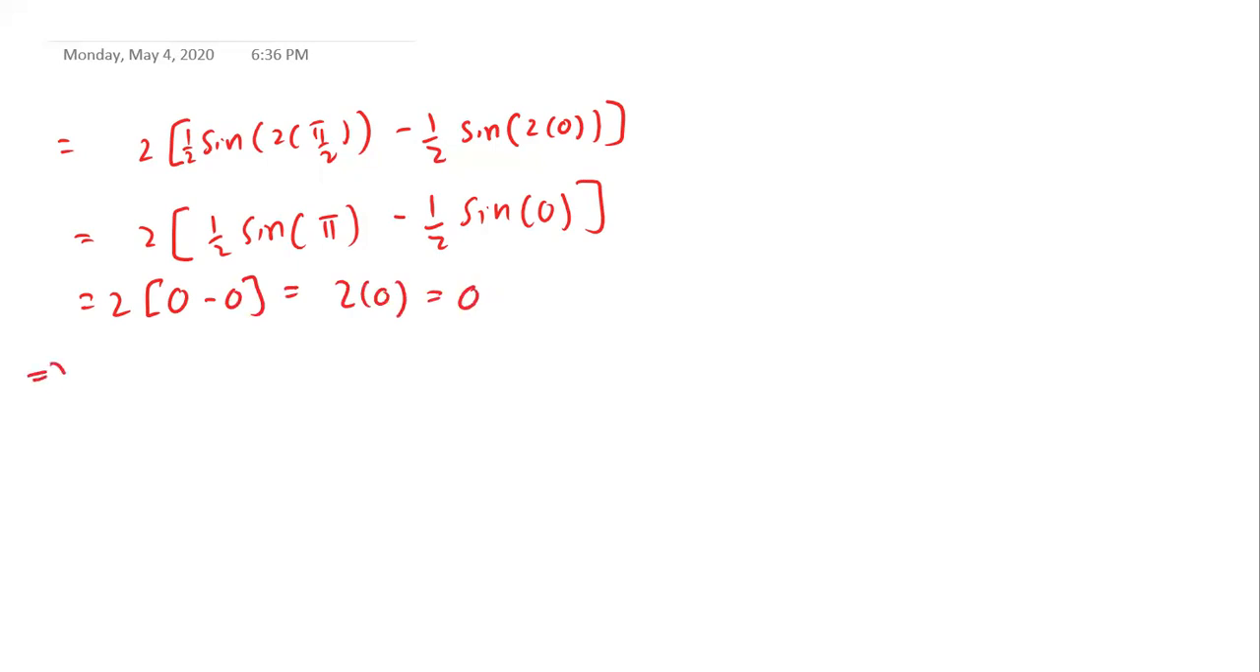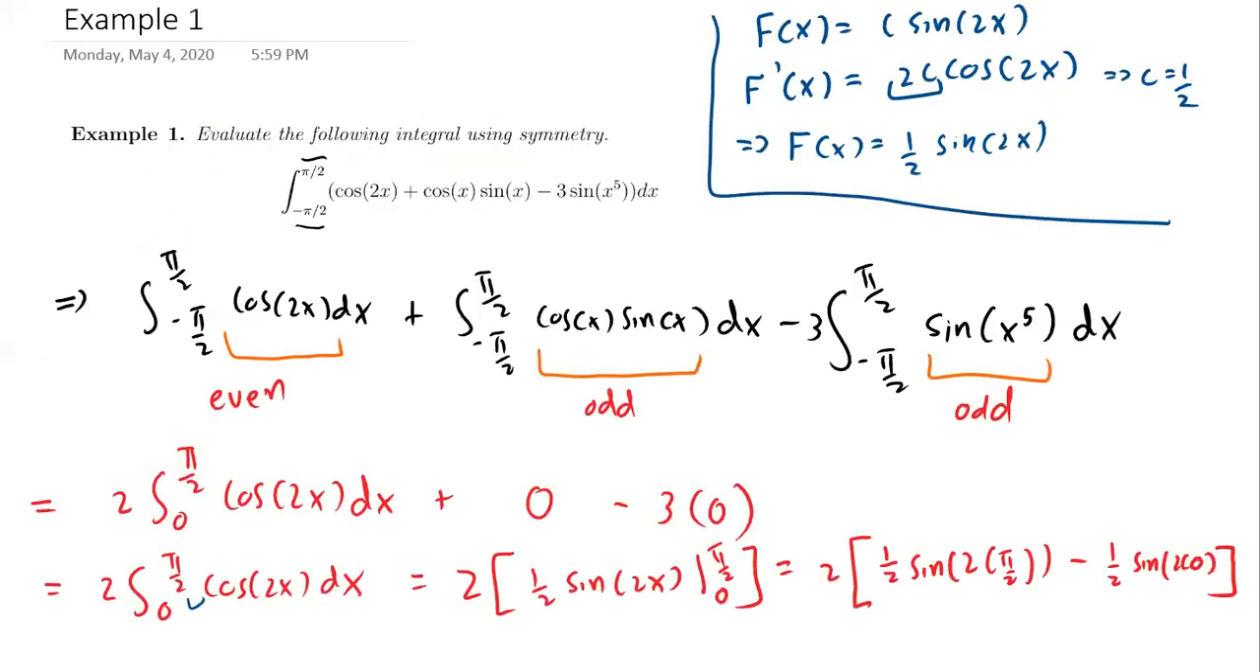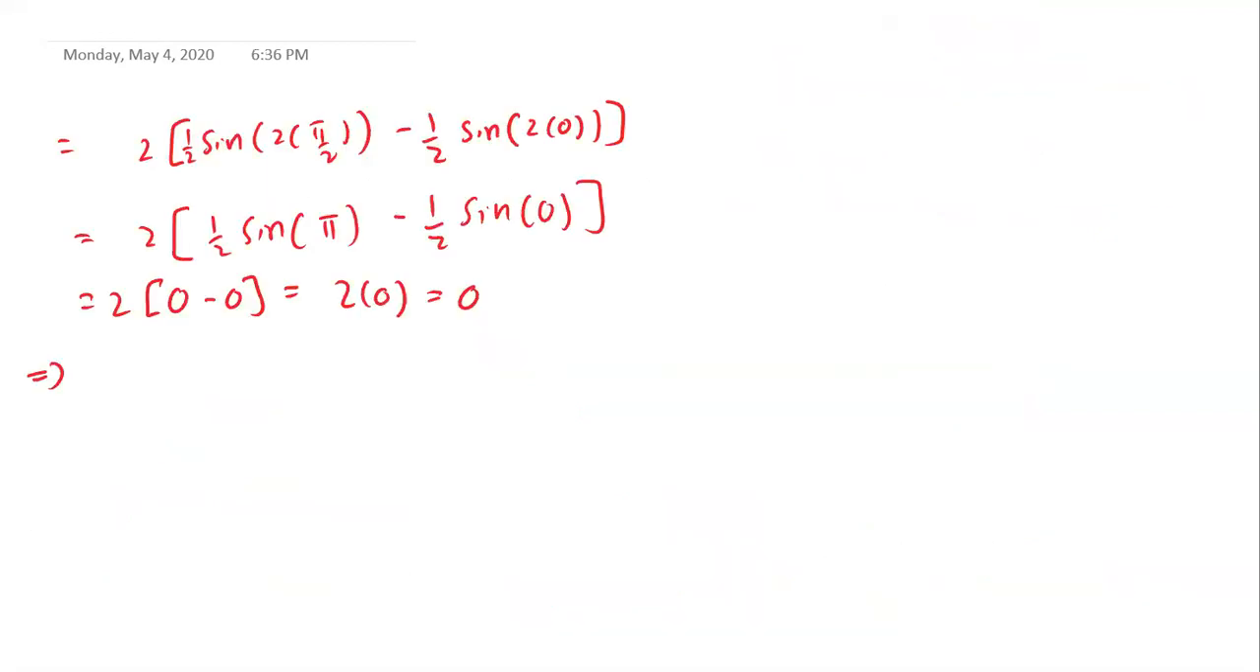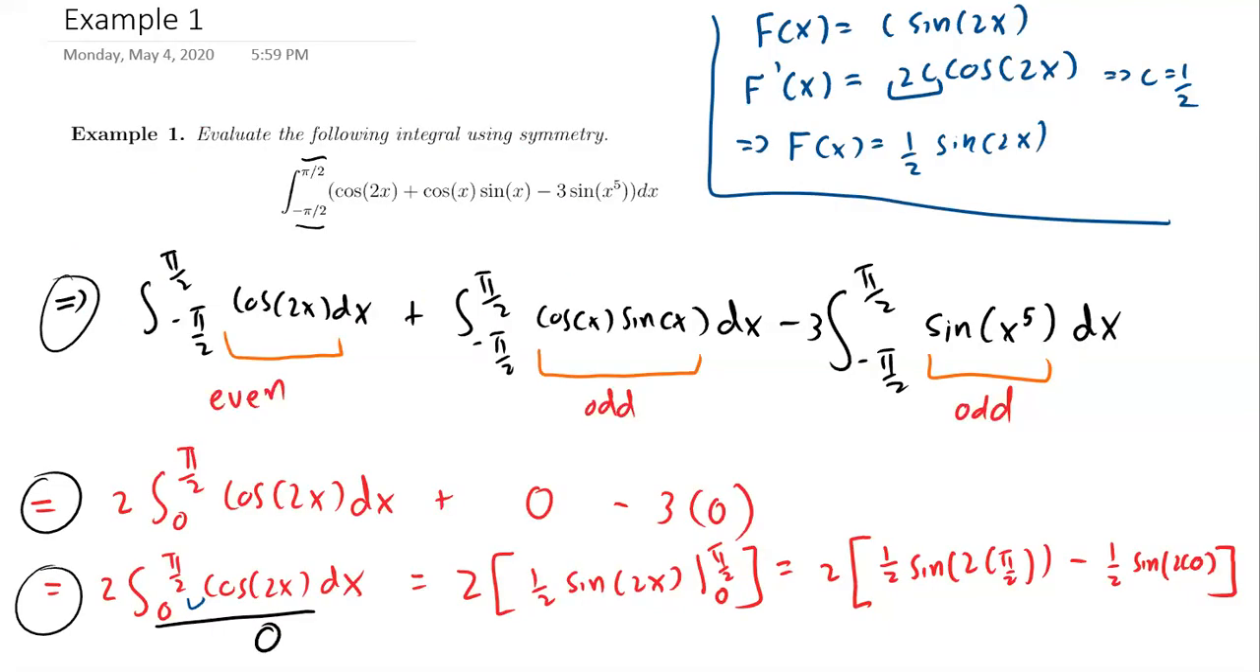So what does that mean? Well, our original integral, which was this whole thing here, we simplified it to this, which is equal to that, and this we found was 0. This was the work we did here. So the original integral is just 0. So let's go up here. We're just going to write this whole thing equals 0.